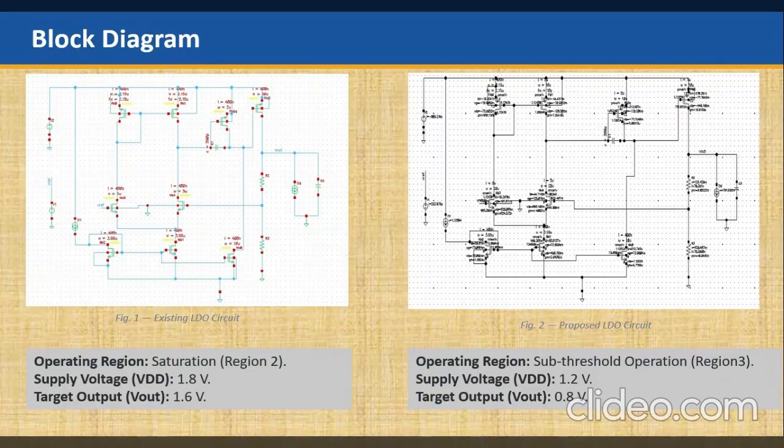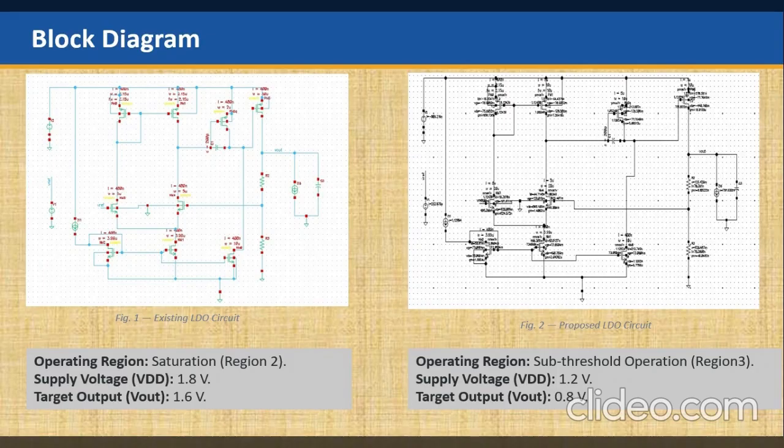So this is the block diagram of our proposed LDO as well as the existing LDO. I implemented both the LDOs in Cadence. First, I implemented the existing LDO, and I got the proper baseline output which is already in the research paper. To achieve that, we utilize a strategy called dual axis scaling to achieve the subthreshold operation of the LDO.